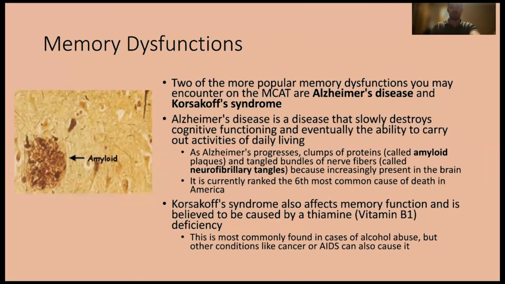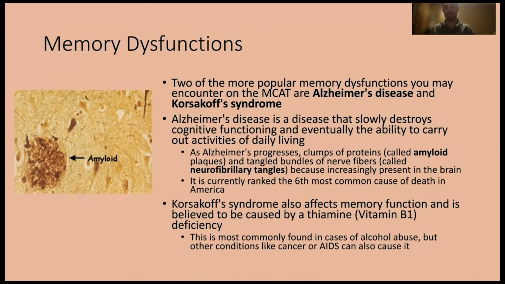So Alzheimer's disease is one that slowly destroys cognitive functioning and eventually the ability to carry out activities of daily living. So as Alzheimer's progresses, clumps of proteins called amyloid plaques and tangled bundles of nerve fibers called neurofibrillary tangles, also called tau tangles, as in the Greek letter, become increasingly present in the brain, and that's basically how this cognitive decay occurs. It's because of the buildup of these plaques and these tangled bundles.